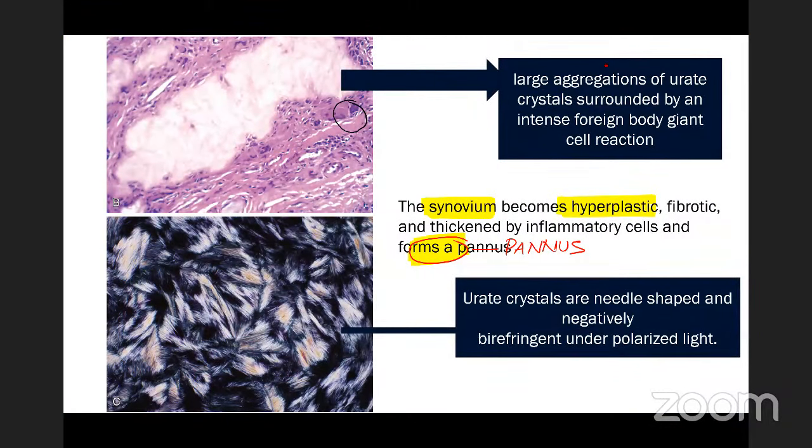Whenever we have large needle-shaped crystals, they will appear like a cloud, like cotton wool-like structure, and there will be a lot of giant cells around it, because gout induces a lot of inflammation. Please remember, gout acts through which it activates NOD-like receptors. So it's basically a danger signal. Whenever the uric acid is increased, this activates NOD-like receptors, which causes lots and lots of inflammation. Also remember, synovium can become very hyperplastic. And this is what is called hyperplastic and thickened, and it forms a pannus.